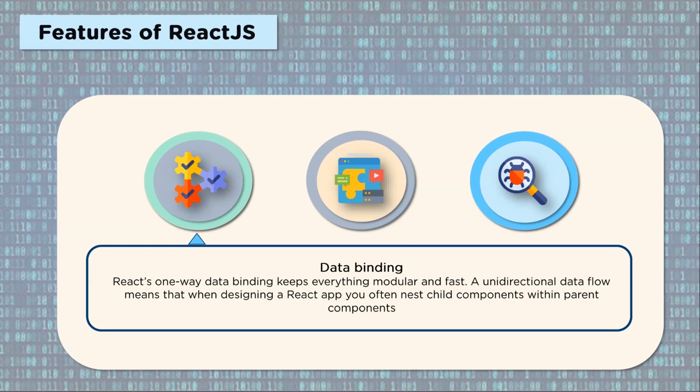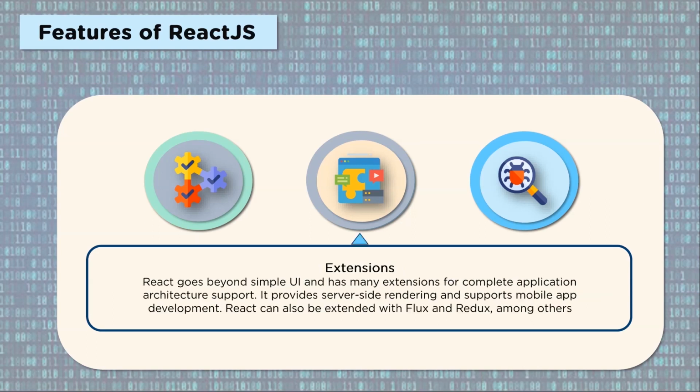So I could have a shopping cart component which would have a list of line items within it, and that would be an example of a nested component sharing data and information among themselves. Next comes the extensions. So React goes beyond simple UI and has many extensions for complete application architecture support.